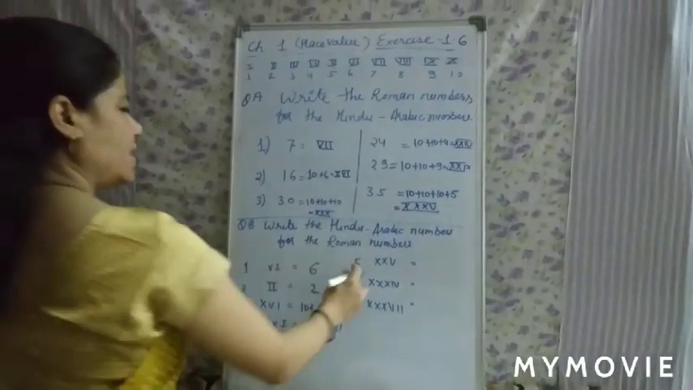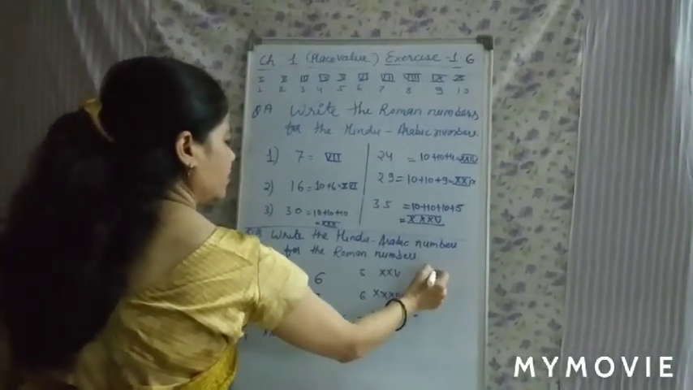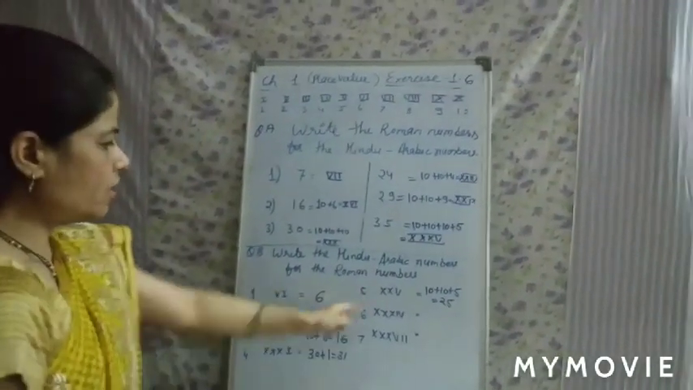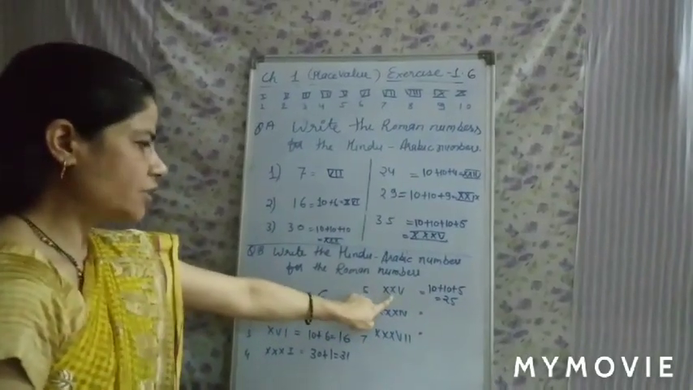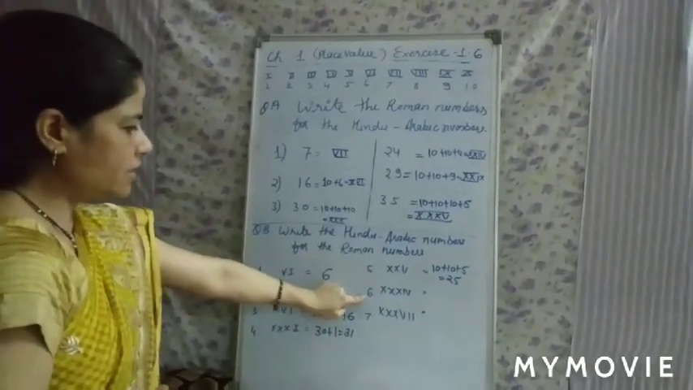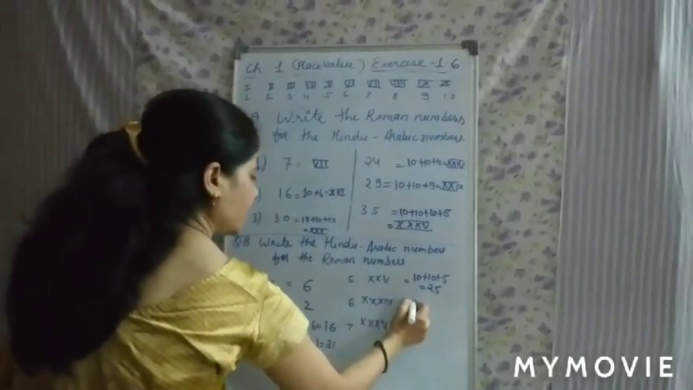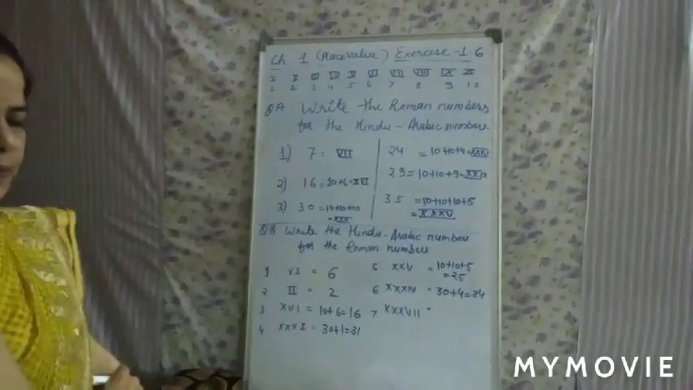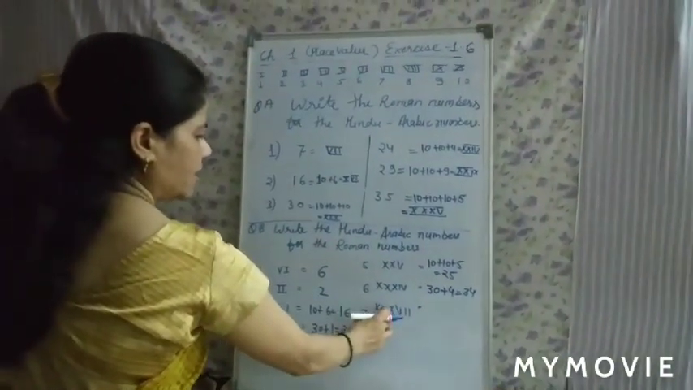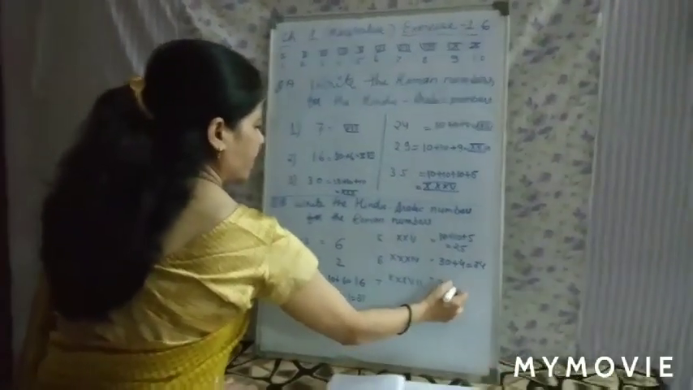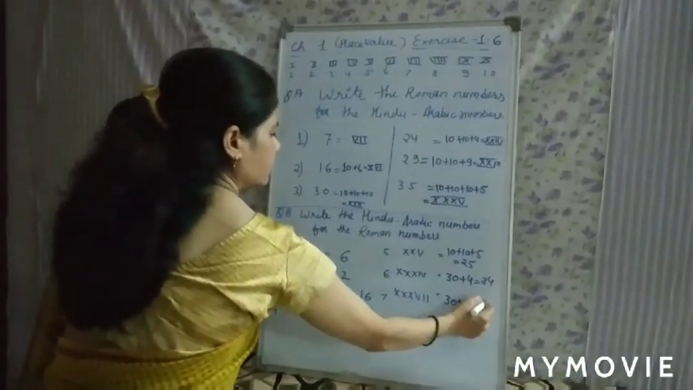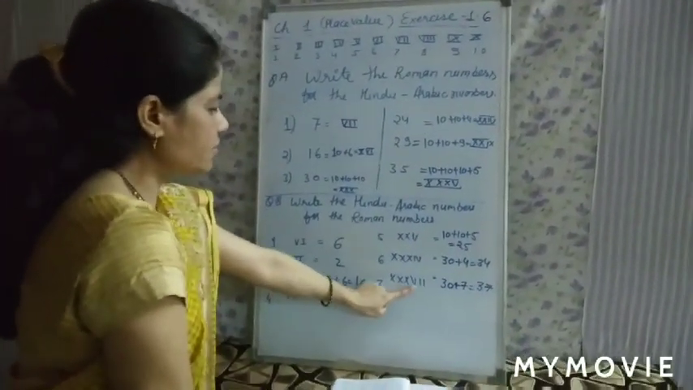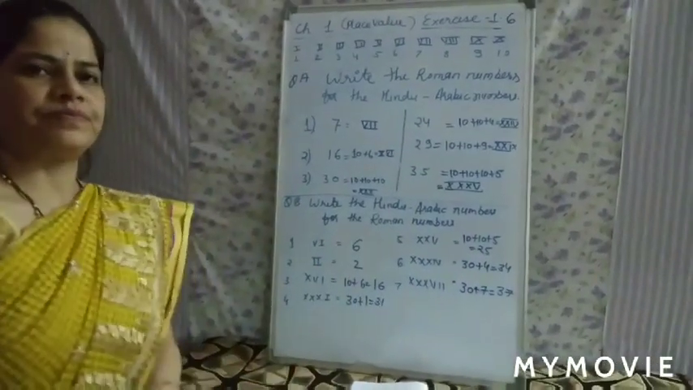Now next is XXV. 10 plus 10 plus 5 means the number will be 25. So the Hindu Arabic number for XXV will be 25. Now next is XXXIV. Triple X means 30 and IV means 4, so the number will be 34. Now the seventh one is XXXVII. Triple X means 30 and VII means 7, so the number will be 37.